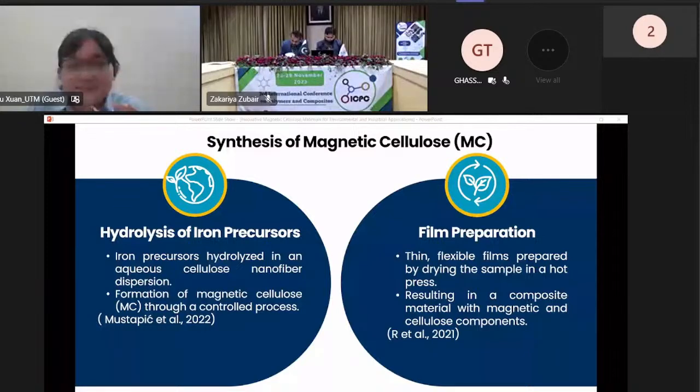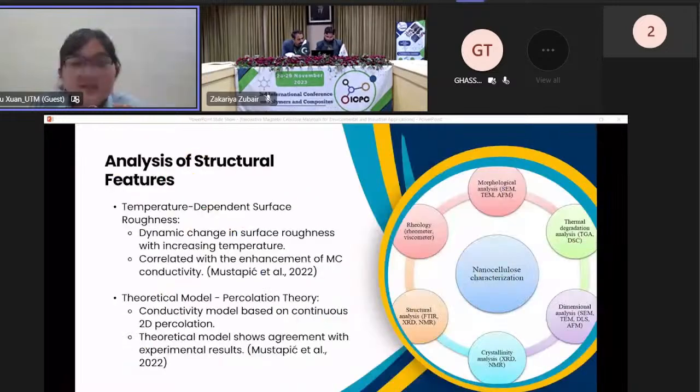Next, understanding the structural intricacy of our material is also very crucial. Temperature-dependent surface roughness, as revealed by our analysis, exhibits dynamic change correlated to the enhancement of MC conductivity. Theoretical models such as percolation theory provide insight into the conductivity, showcasing an alignment with experimental results.